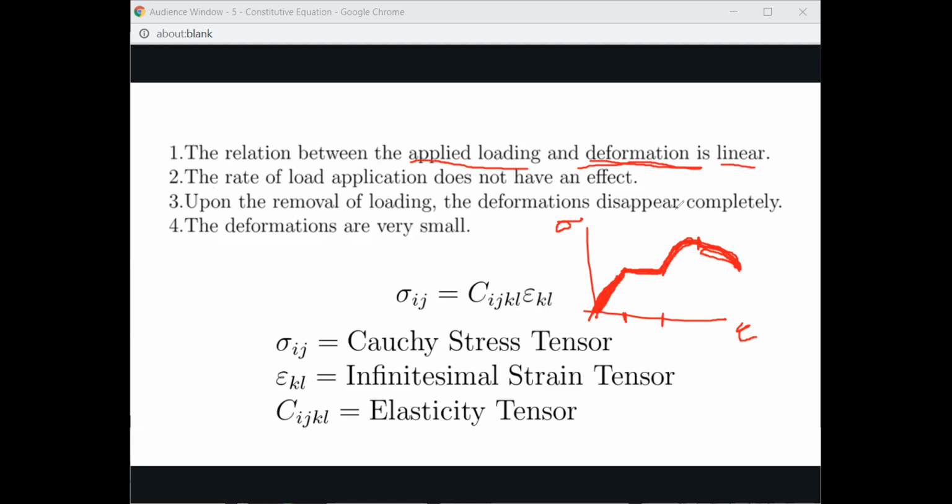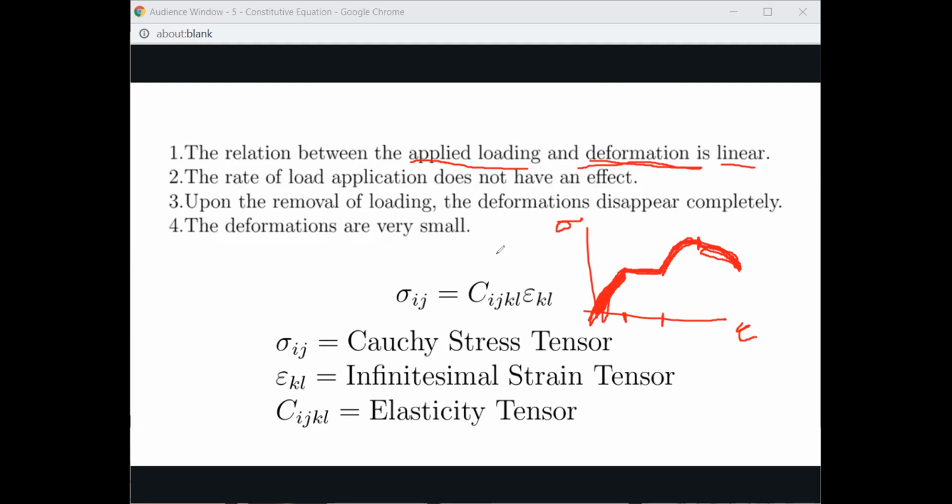Upon removal of loading, the deformation disappears completely. And that is the description of this elastic region. Then it will go back to its original deformation. And lastly, the deformations are very small, or this will trigger the effect of the small strain assumption, or this is the small strain assumption.